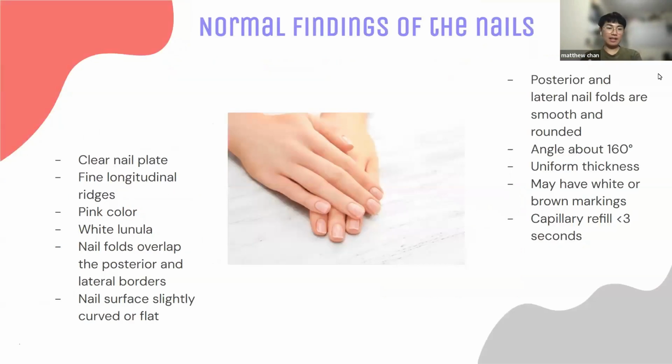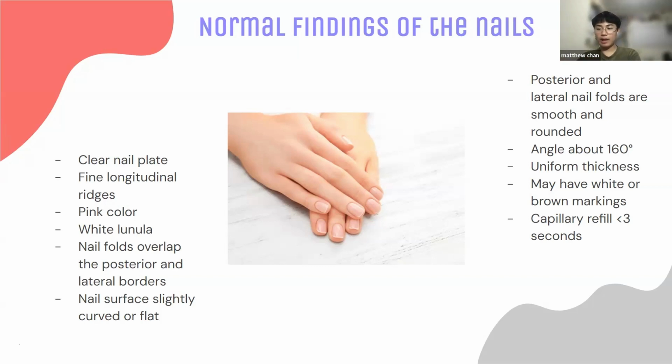And then for normal findings, your nail plate should be clean. There are fine longitudinal ridges. It should be pink. The lunula, which is the little crescent shapes, should be white. Your nail folds should overlap the posterior and lateral borders, and your nail surfaces should be curved or flat. The posterior and lateral nail folds should be round and smooth. From the side profile, your nails should be at a 160-degree angle, and the thickness should be uniform.